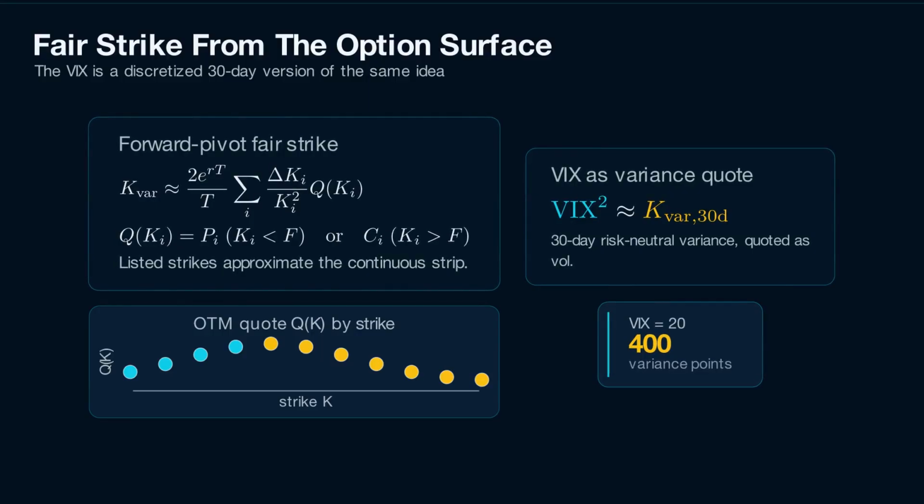The VIX is designed to represent the market's 30-day risk-neutral expectation of SPX variance, quoted as annualized volatility. The square of the VIX is therefore an approximation to the 1-month variance swap rate on the S&P 500. When you look at VIX equals 20, you are reading that the market-implied 30-day variance is approximately 400 variance points.